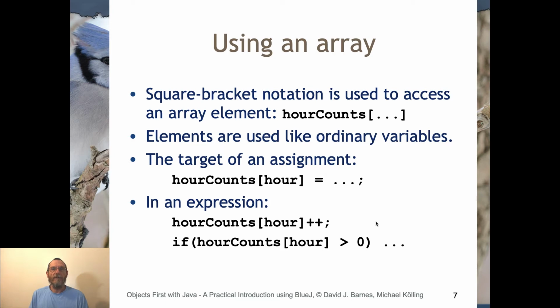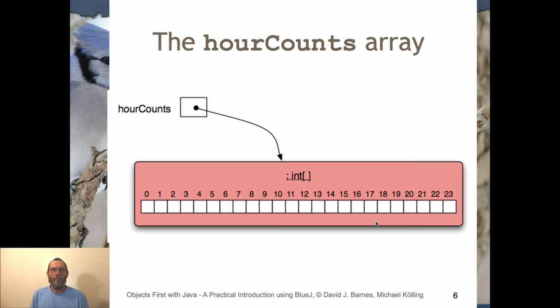For instance, if we had a variable of type integer called hour, then we could use that variable as an index into the array in order to write a particular value at that index into the array.